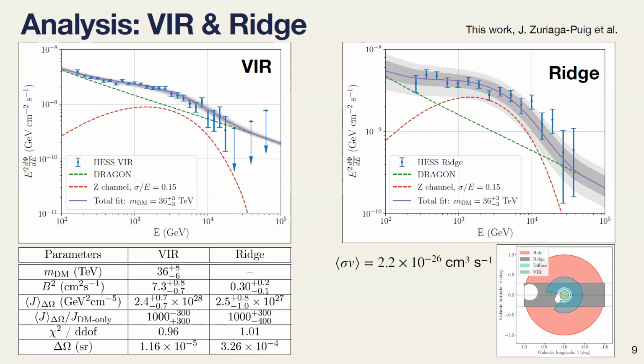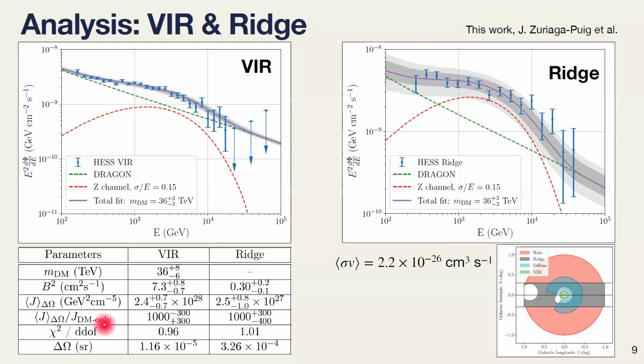Then for the regions that I showed before, the green and the blue, the very near region and the diffuse, this is the flux observed by H.E.S.S. and the different fits that we have made. The most important number here is, of course, the dark matter mass given by the best fit, which is around 36 TeV. And then, of course, the J factor, which gives the information about the dark matter density profile, which is this number.